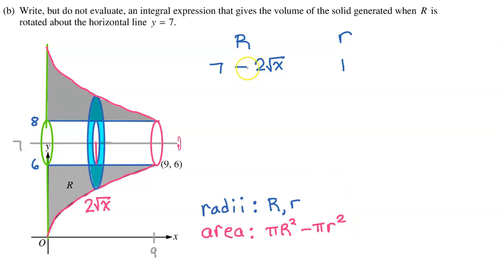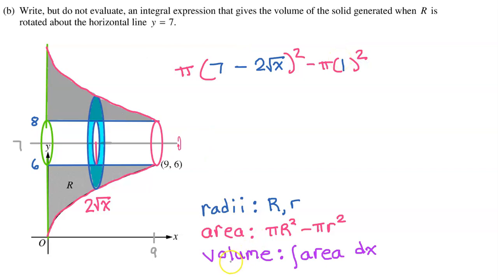Since we already have an expression for big R and small r, we can transform this into an expression for the area of the washer by writing pi big R squared minus pi small r squared.